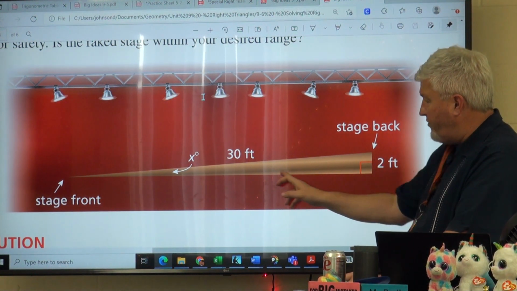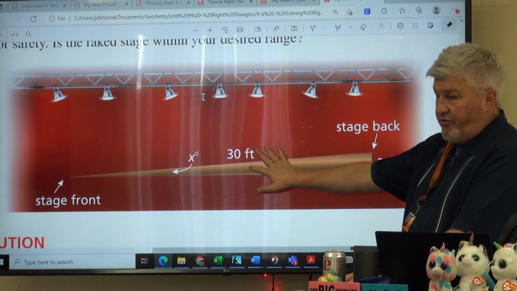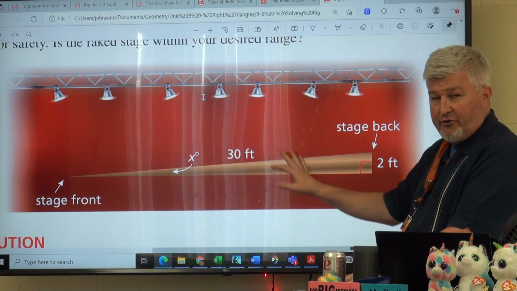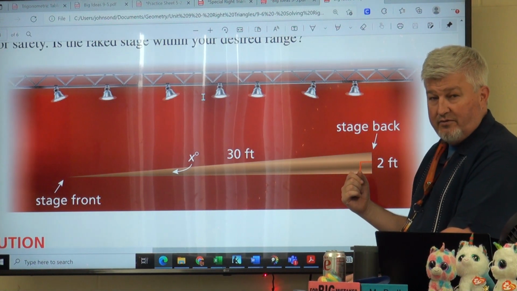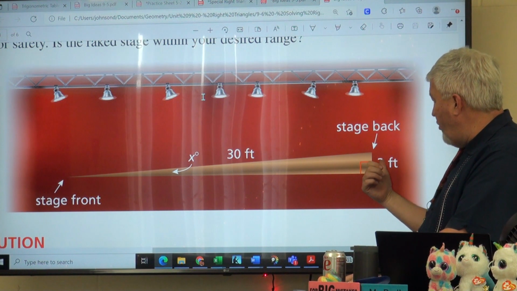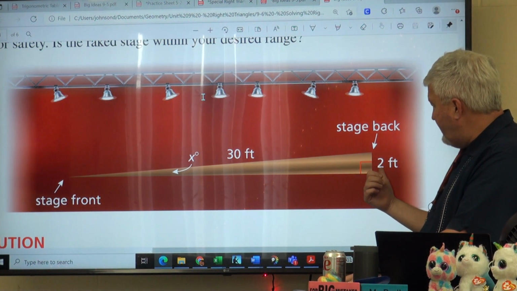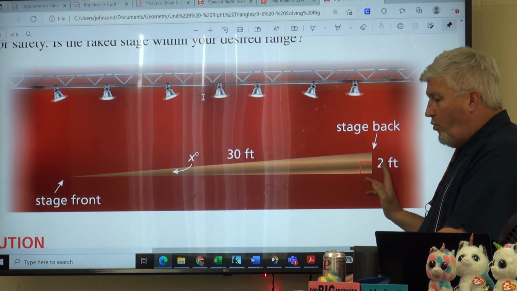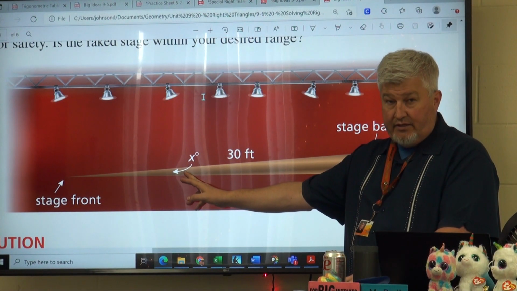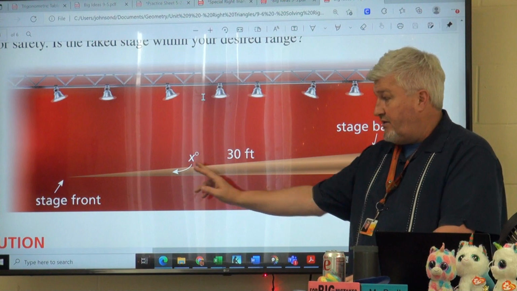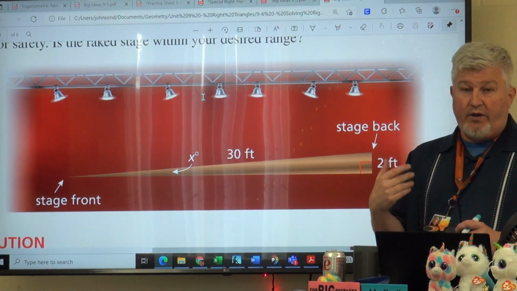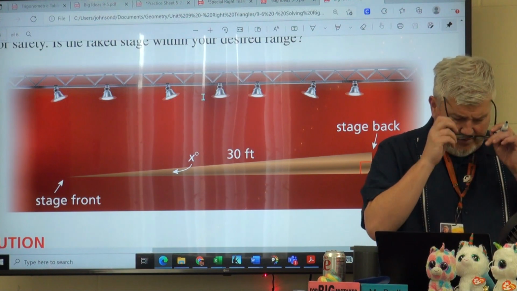I have this right triangle here. 30 feet represents what, Emma, in this triangle? The hypotenuse. The hypotenuse is the right answer. And we know that this leg is 2 feet long. What is this leg in relation to this angle? It's opposite. So opposite leg, hypotenuse, we are clearly working with sine.